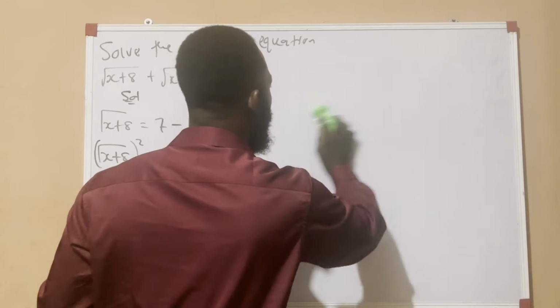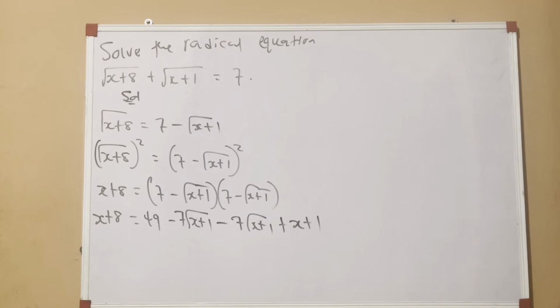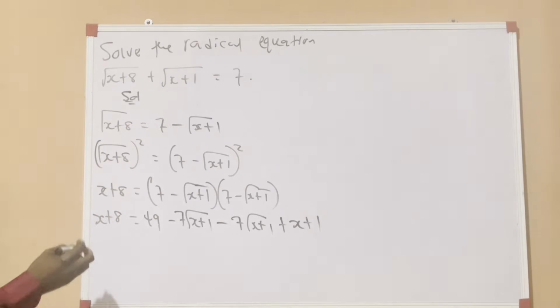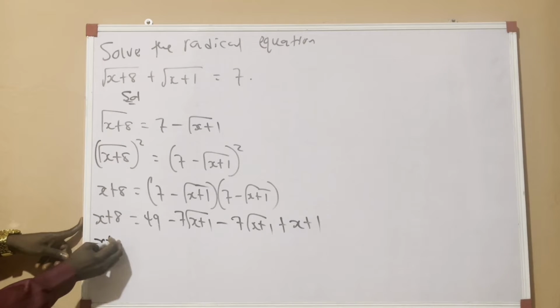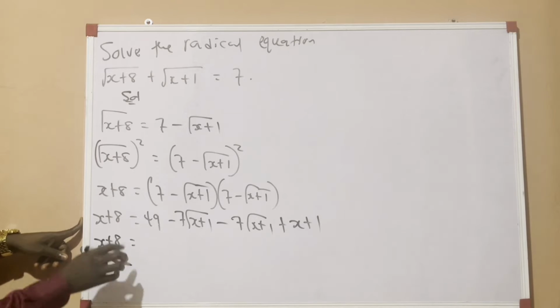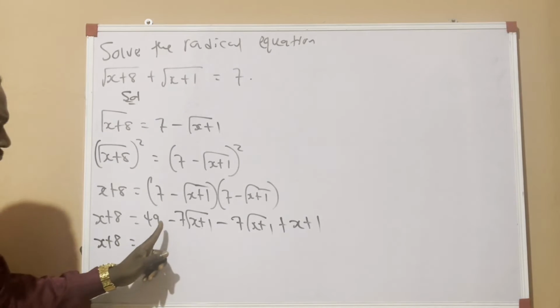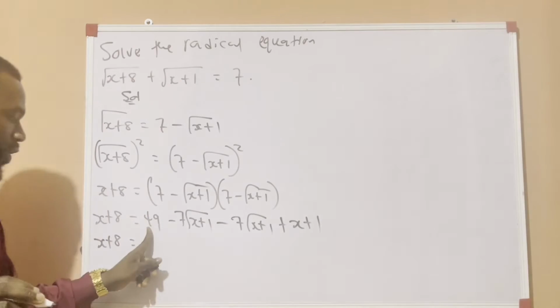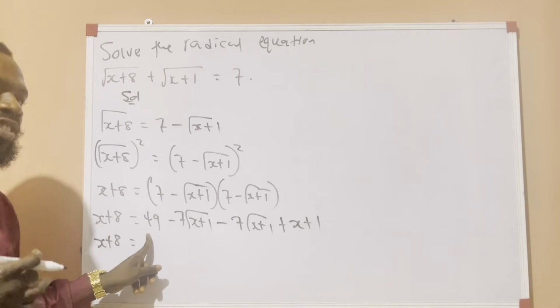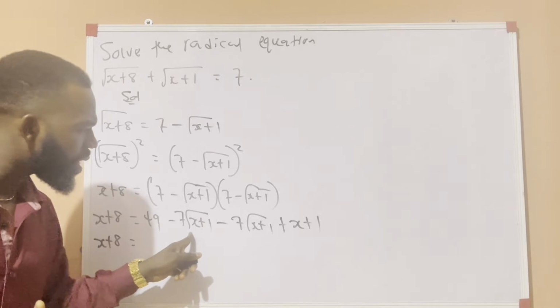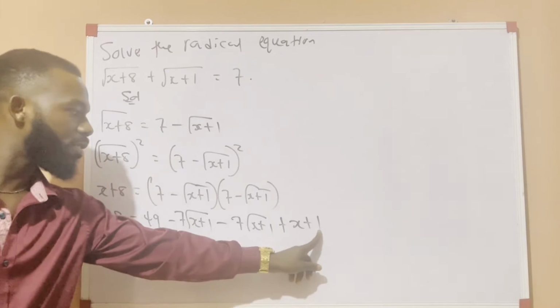Now that we have gotten this, let us continue. Here, this is what we are going to be having. Here becomes x plus 8 is equal to 49 plus 1. You see, there was no way I could work with any of these with 49 because they are not the same. 49 is just a number. So you look for another number that you can work with, and the other number here is 1.